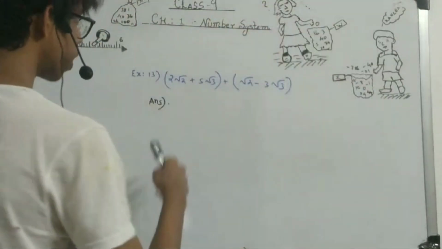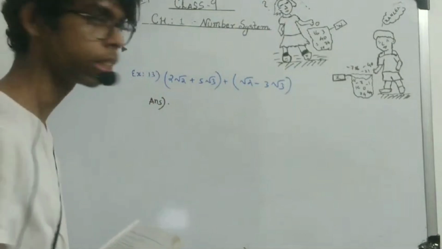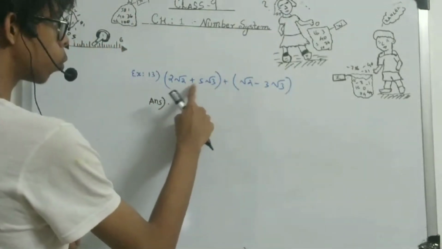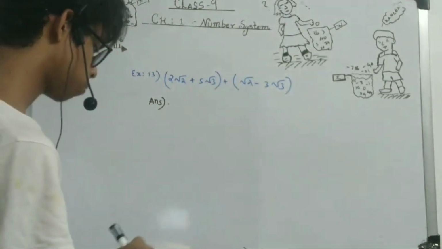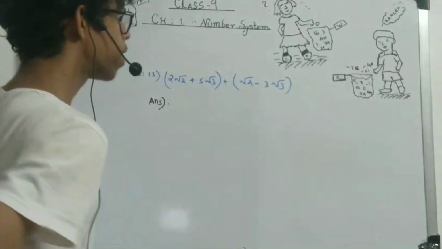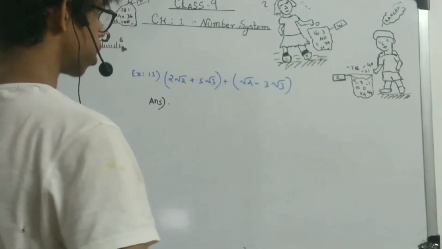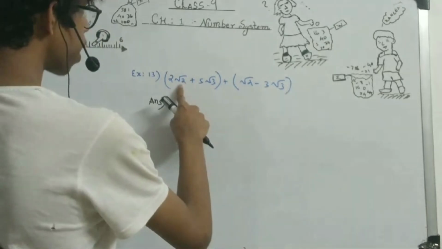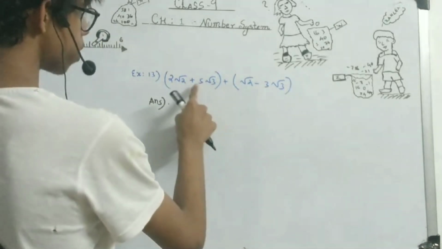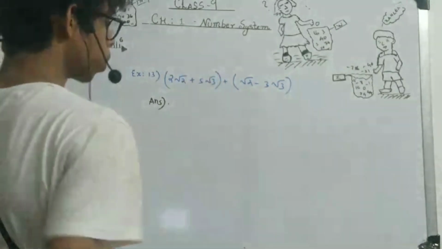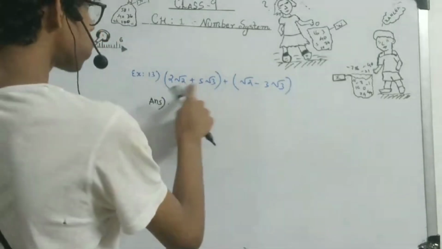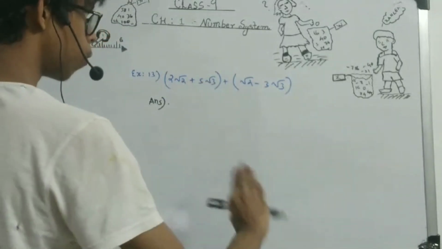Okay, so let us move on to our next question, which is example number 13. The question is 2 root 2 plus 5 root 3. We have to add it with root 2 minus 3 root 3. So let's see how we will do the addition. Now just see over here, we are having this plus this. Just see, this root 2 and this root 3. I told you, only if the roots are similar can we always add.